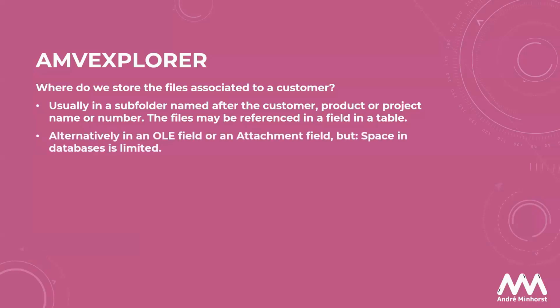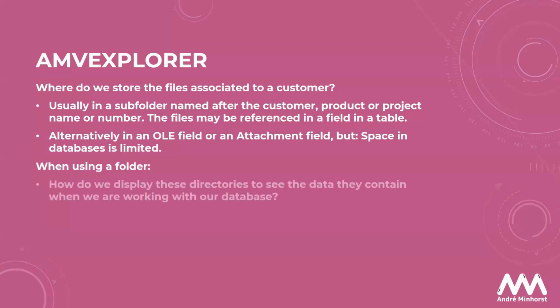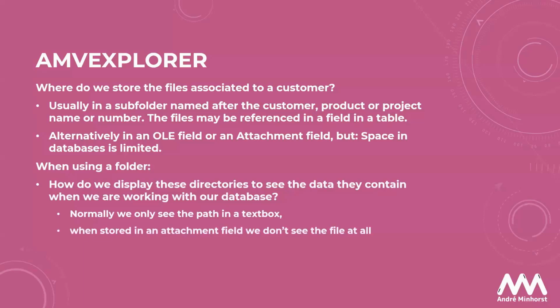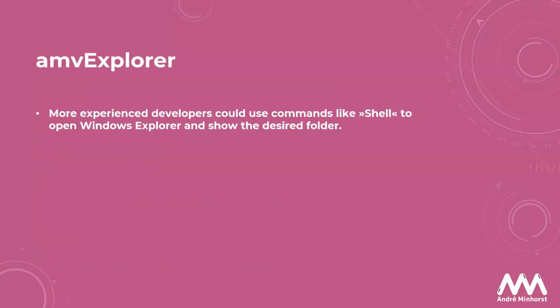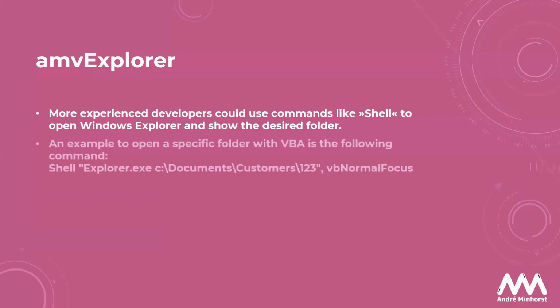Alternatively, in an order field or in an attachment field, but space in databases is limited, as we all know. When using a folder, how do we display these directories to see the data they contain when we are working with our database? Normally, we see the path in a text box, or when stored in an attachment field, we don't see the file at all. Inexperienced developers just open the Windows Explorer and navigate to the appropriate folder to look up the files. But more experienced developers could use commands like shell to open Windows Explorer and show the desired folder automatically.